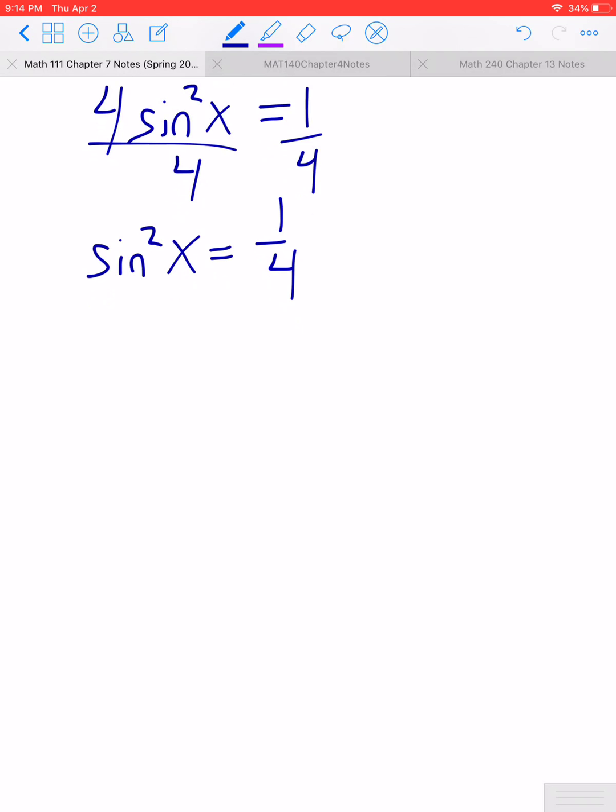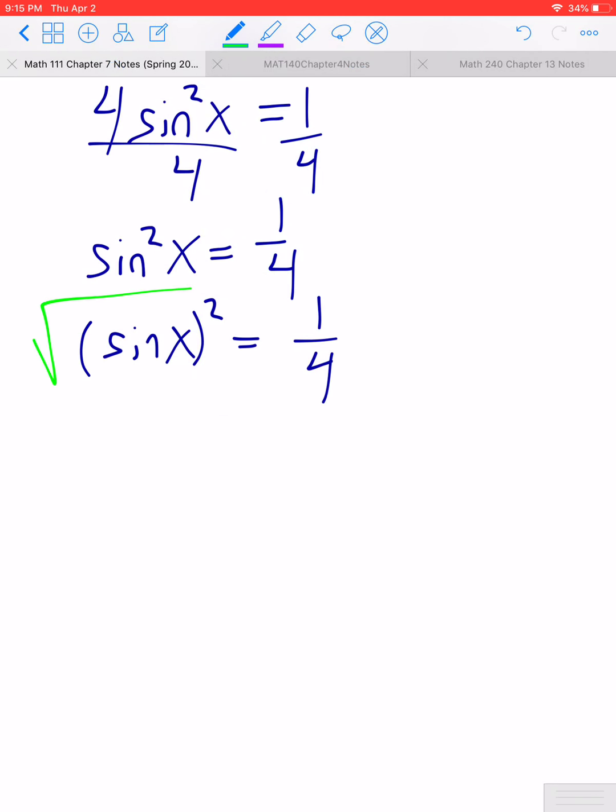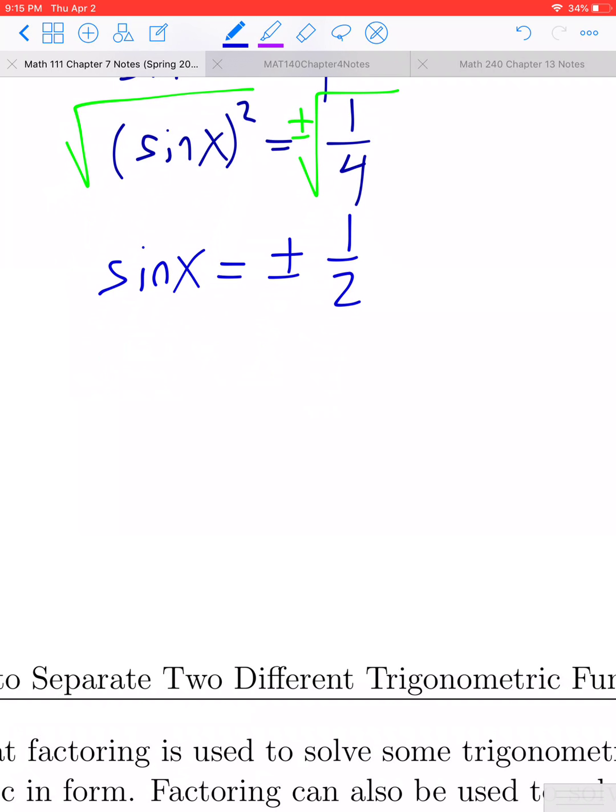Keep in mind what this notation means. When we say sine squared x, this is really the value of the sine of x squared is equal to 1/4. So to get the sine by itself, we want to get rid of the square. So we're going to take the square root of both sides. Keeping in mind, whenever you take the square root of a real number, there's two square roots, both the positive and the negative root. So we get the sine of x is equal to plus or minus the square root of 1/4, which is 1/2.